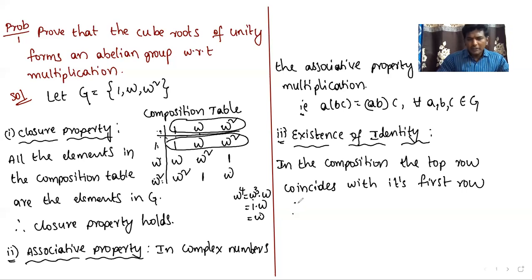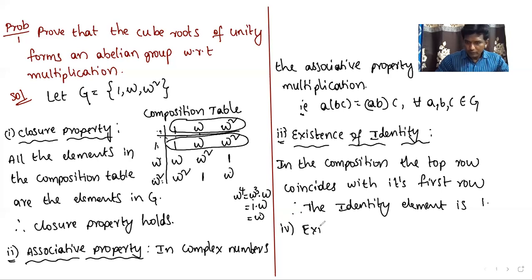In multiplication, the identity element is 1. Therefore the identity element is 1. And the fourth property, existence of inverse.